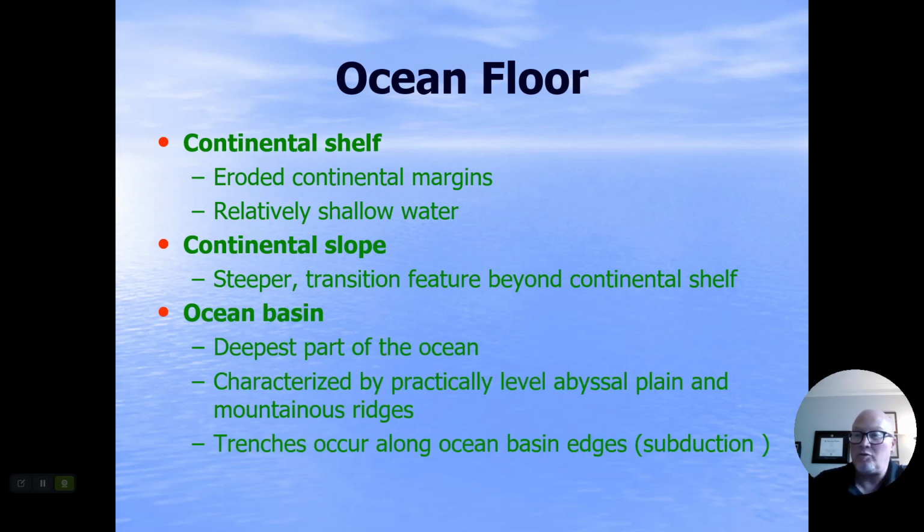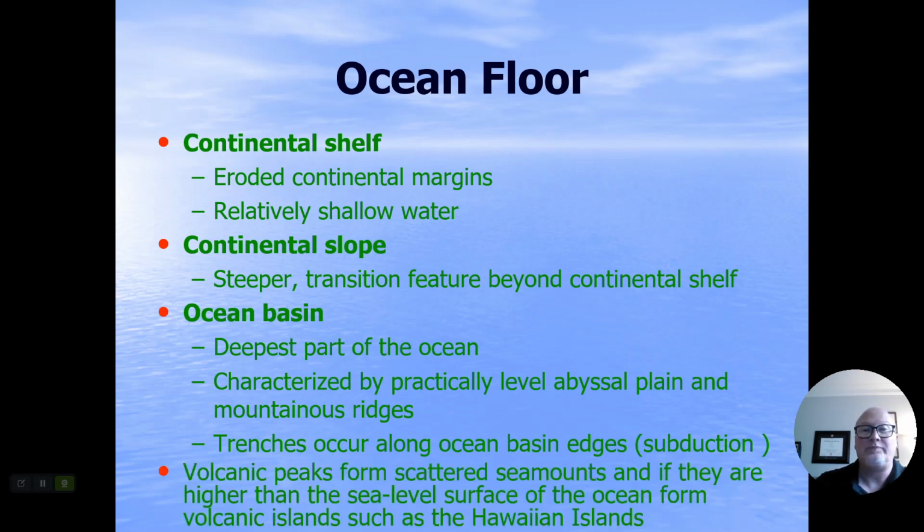The ocean basin, this would be primarily where you're going to have nothing but oceanic crust, and this would be the deepest parts of the ocean. This is characterized by what's called a level abyssal plain. Trenches can also occur along these edges. These are subduction zones. Remember when we talked in a previous lecture about where oceanic crust and oceanic crust come together, and one will be subducted under the other, and we could have trenches. These are like the Marianas Trench in the Pacific Ocean. This is where two bits of crust come together and one is subducted under the other, and you could end up with some of the deepest points in the ocean.